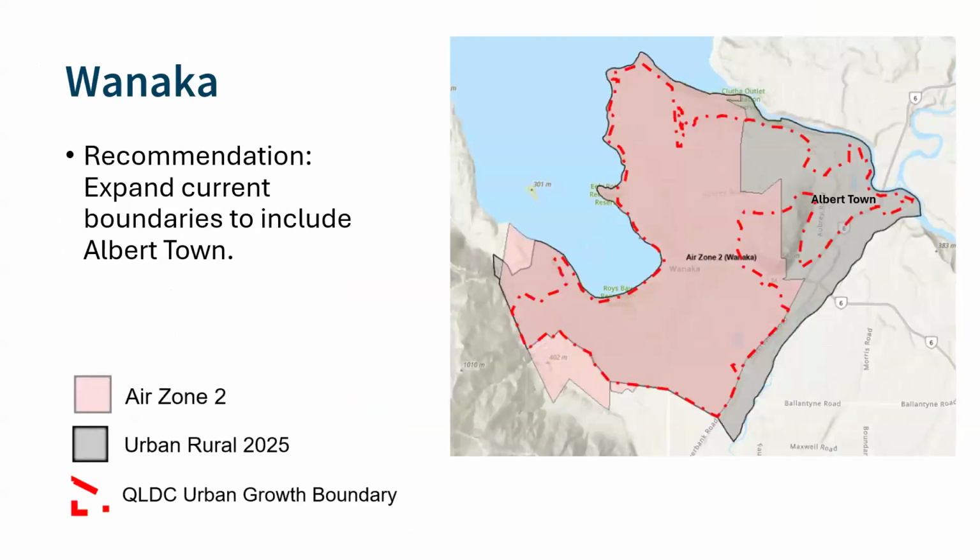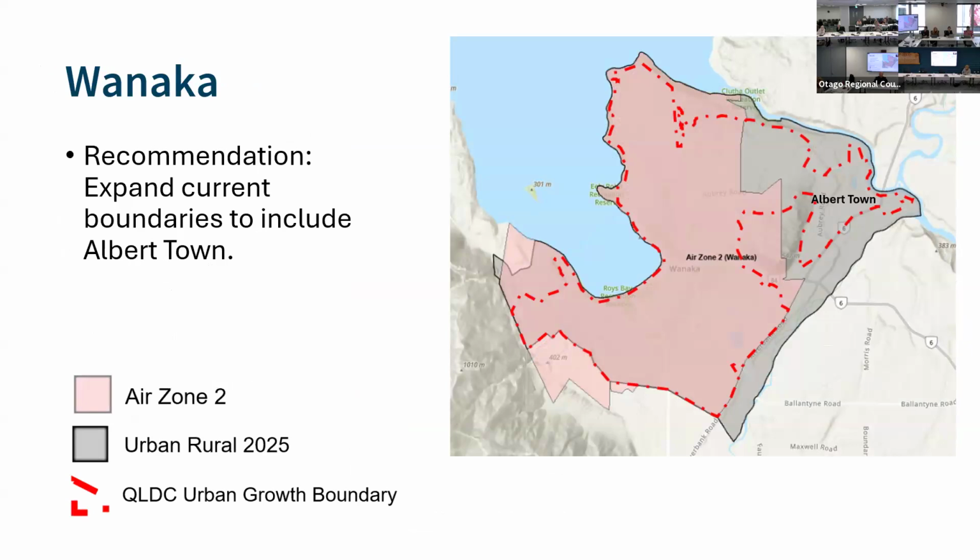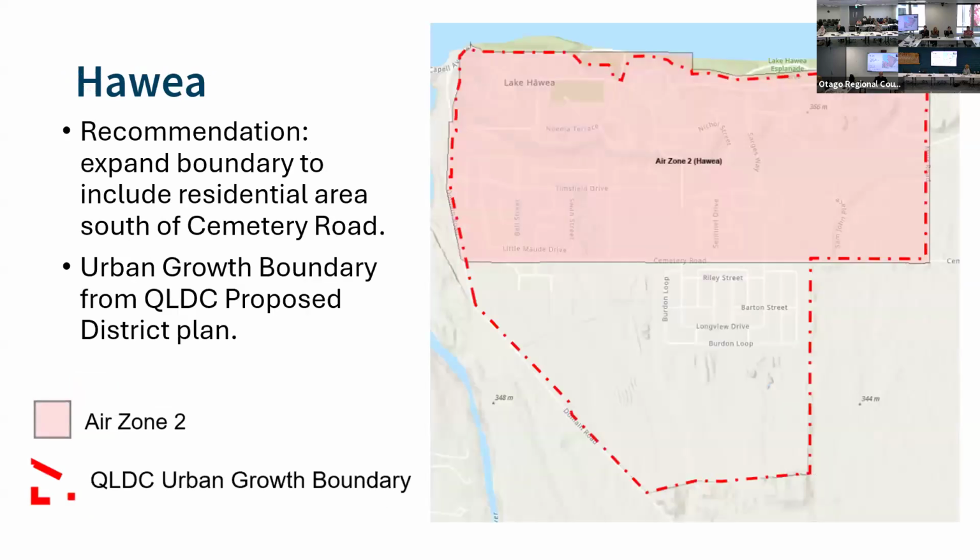So Wānaka, much of the growth has been towards Albertown, which we suggest including within the Wānaka air zone. I would think so. Makes sense. Great. And finally, Hāwea, quite a lot of urban growth has occurred and is predicted to occur, so we'd look to extend the boundary to the south. Yep. Great. Fantastic, we're racing through.